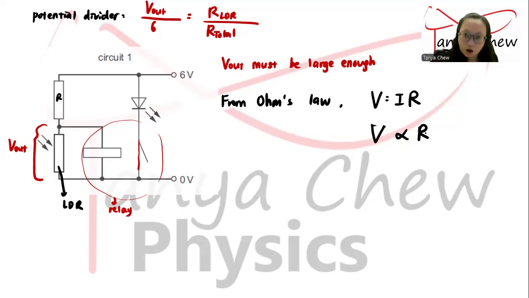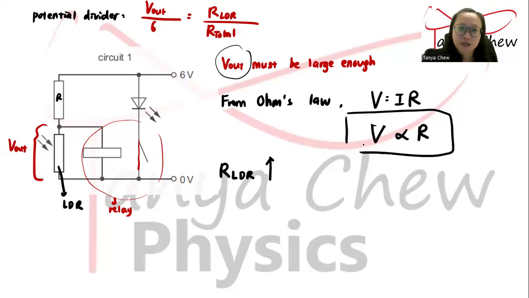For LDR, since the V output must be large enough, the resistance across the LDR must also increase. Because I want the V output to be large enough. V is directly proportional to R. Potential difference is directly proportional to resistance. In order for the potential difference, which in this case is the V output, to be large enough, the resistance must be increasing. So the resistance of the LDR increases.